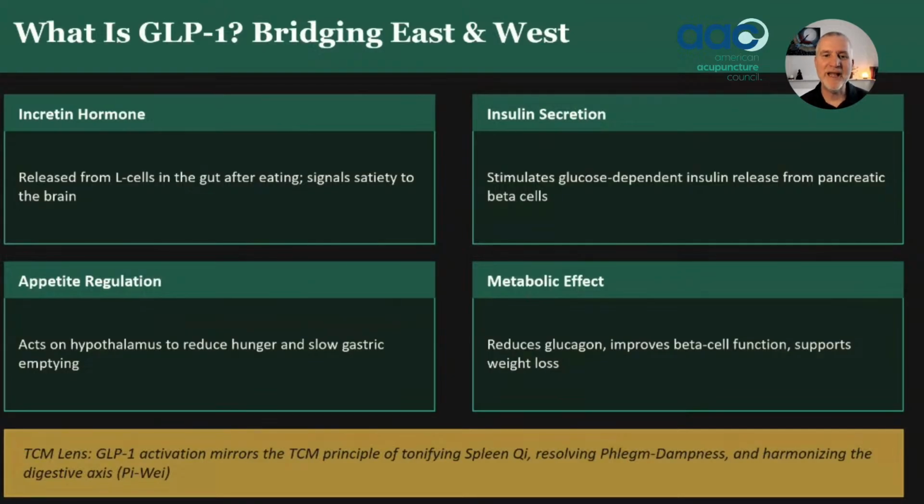In the TCM lens, we can say GLP-1 mirrors the TCM principles of tonifying spleen qi, resolving phlegm and dampness, and harmonizing the digestive axis, meaning the relationship between the spleen and the stomach.